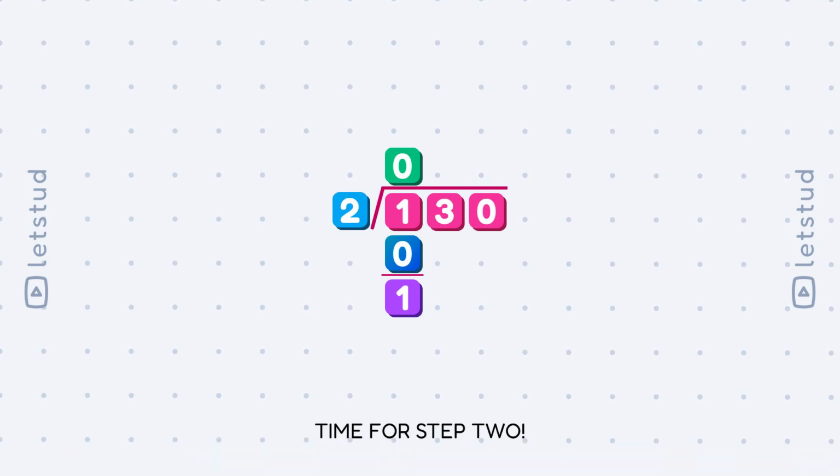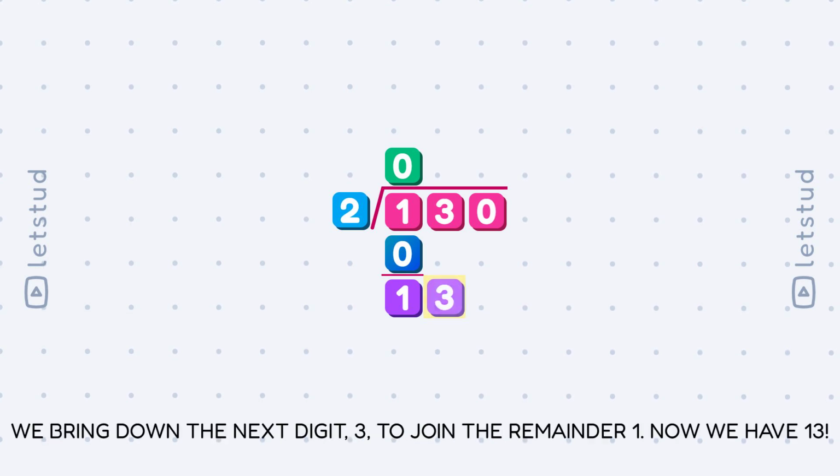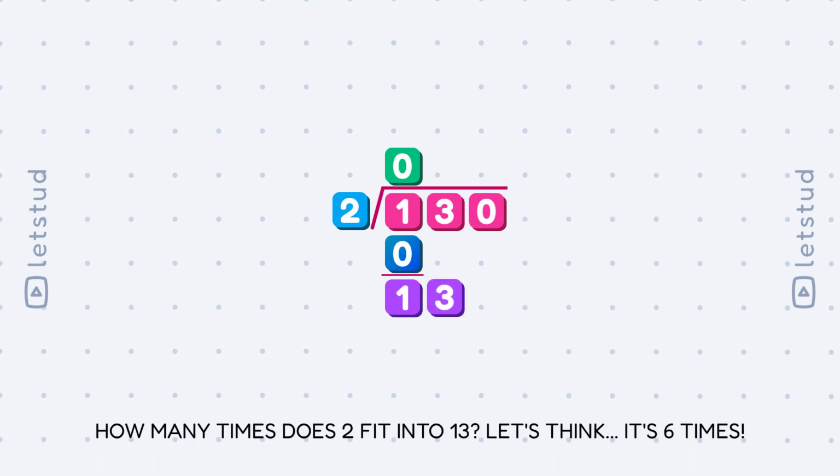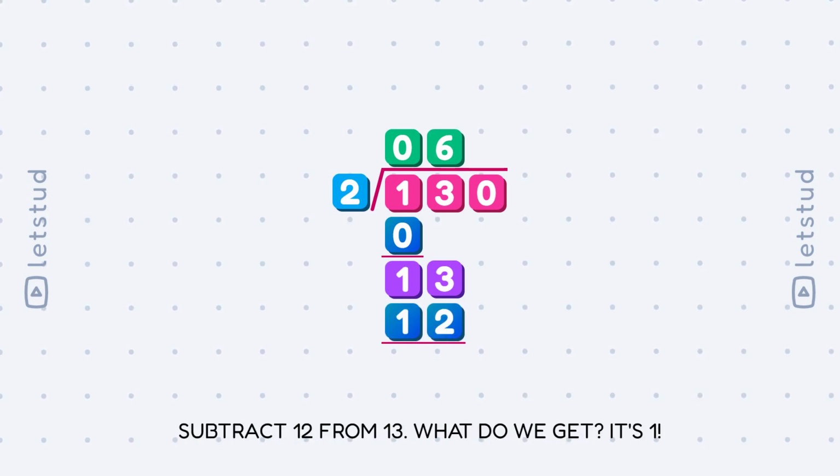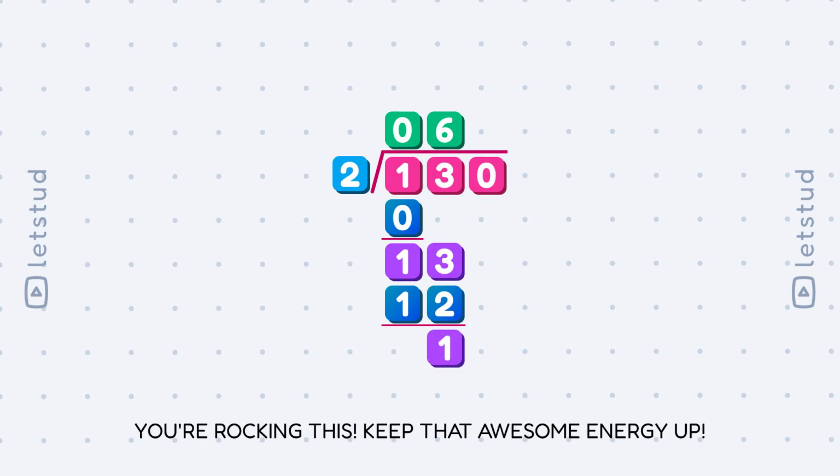Time for step 2. We bring down the next digit 3 to join the remainder 1. Now we have 13. How many times does 2 fit into 13? Let's think. It's 6 times. Time to multiply. 6 times 2 equals 12. Subtract 12 from 13. What do we get? It's 1.